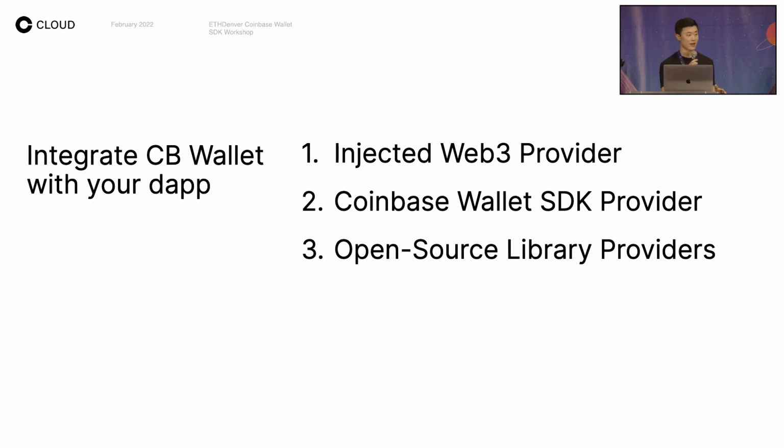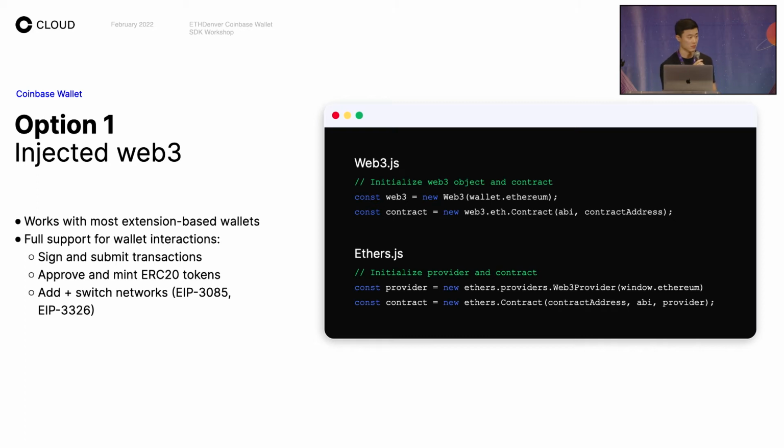Just a quick note on a provider: it's just an abstraction of a connection to an Ethereum network, such that your dApp can read and write from the chain and let your users interact with your on-chain contract. So yeah, we'll take a look at the first option, which is just using an injected Web3 provider. This is commonly known as window.ethereum for those of you dApp devs out here.